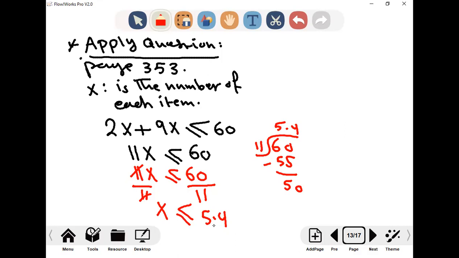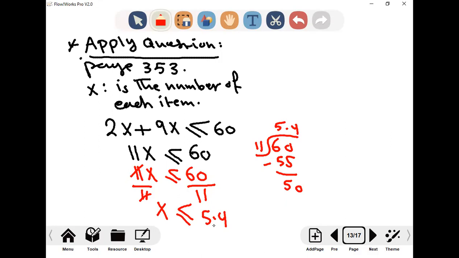Yes. Because the question said at the end, focus on the question. What did the question say? It can be used to find the number of each item she can buy. How much money she will have left after buying the greatest number of pairs of t-shirts and tie-dye kits.